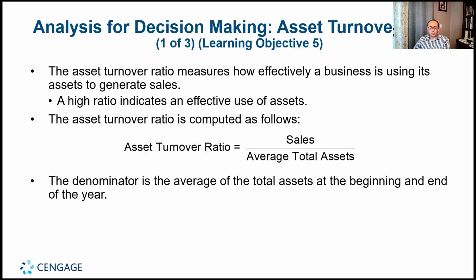We get the sales from the income statement and we divide it by average total assets. And how do we get the average total assets? It's total assets for the last year plus total assets for the current year, divided by 2. So the denominator is the average of the total assets at the beginning and the end of the year. And the beginning is usually the end of last year.